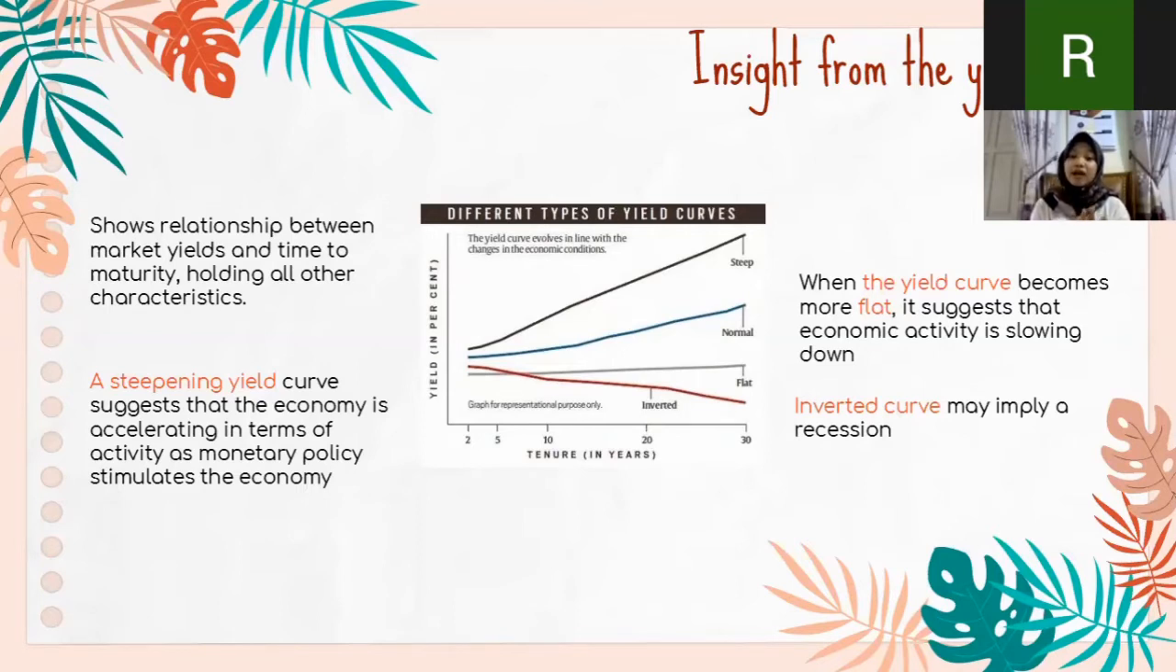There are several types of yield curve. A steepening yield curve suggests that the economy is accelerating in terms of activity as monetary policy stimulates the economy. When the yield curve becomes flatter, it suggests economic activity is slowing down. An inverted yield curve carries an ominous message. It may imply a recession. And next slide.